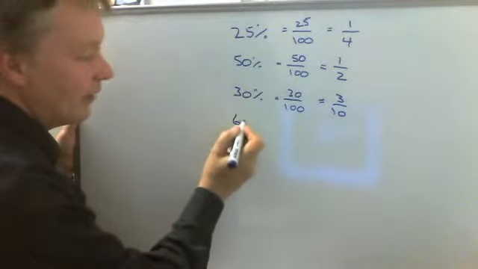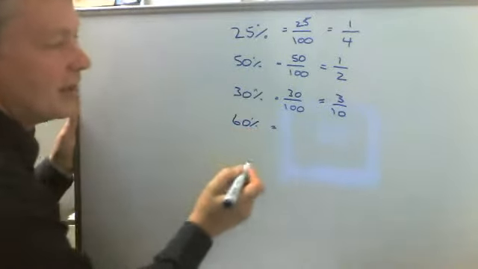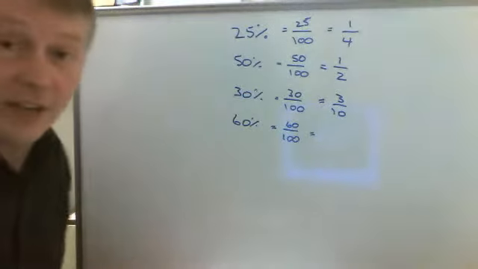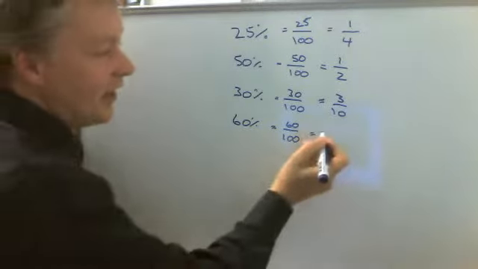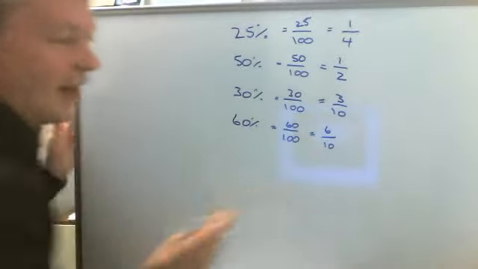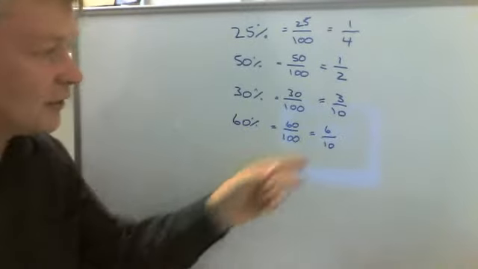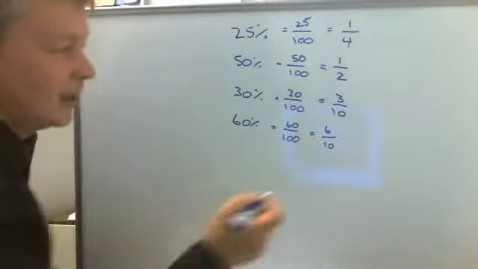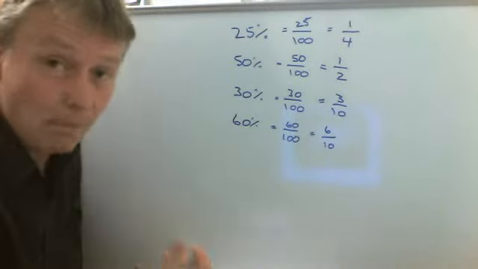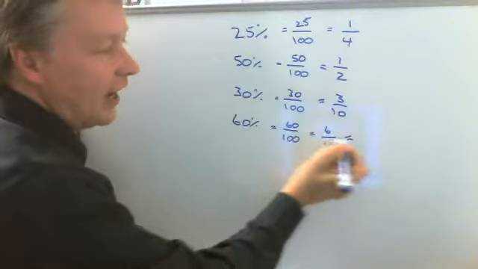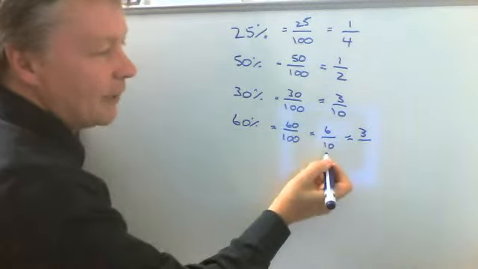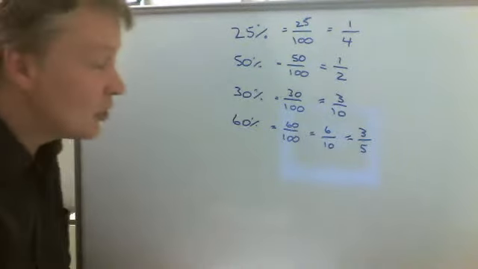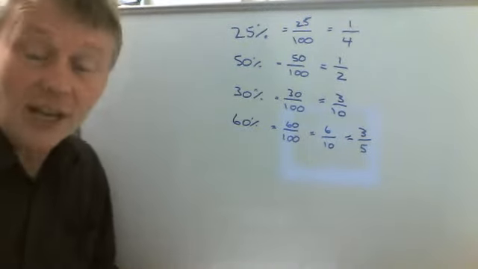So let's say we have something like 60%. So that would be 60 over 100. I'm going to divide that initially by 10. So that will give me 6 over 10. And then I've also looked at it and said, well, actually, I can make that a little bit smaller again by dividing top and bottom by 2. And if I do that, that would become 3 over 5, because 6 divided by 2 is 3 and 10 divided by 2 is 5.